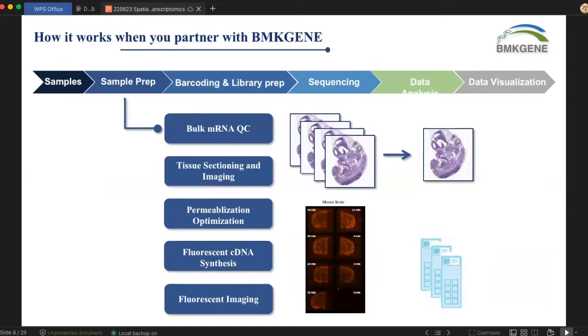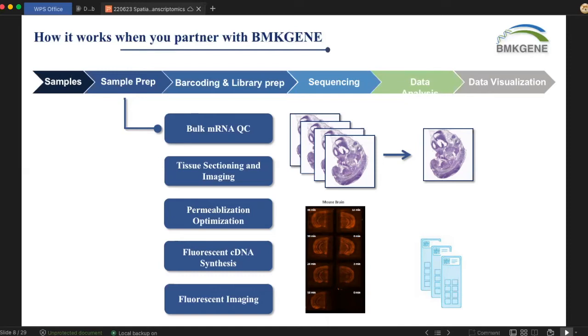As I mentioned, the bulk mRNA QC, like already introduced, and then if that part is okay, what we will do is tissue sectioning and imaging on these blocks, and we will have a series of images generated. We'll have a real-time video call with our customers to make sure that we are cutting in the right direction and harvesting the exact section of your interest.